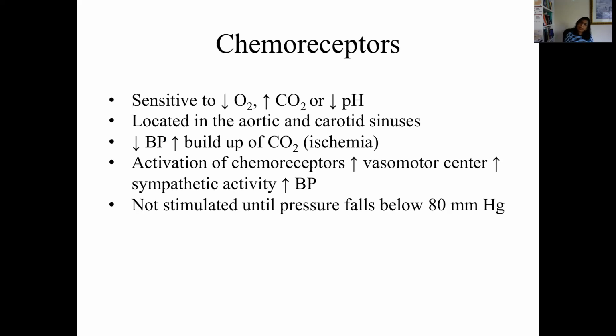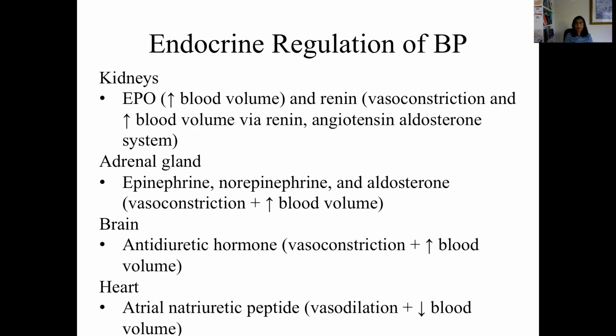What happens then? Because of the buildup of CO2, you would see the activation of chemoreceptors, which then turns on the vasomotor center, which then activates the sympathetic system, which in turn results in increased blood pressure. They are not stimulated until pressure falls below 80 millimeter mercury. Got it? So that's how chemoreceptors function.